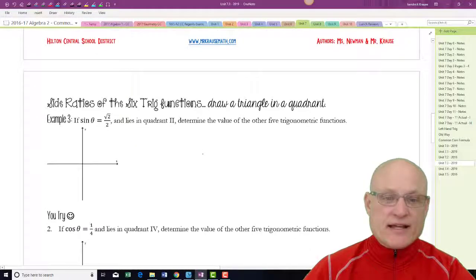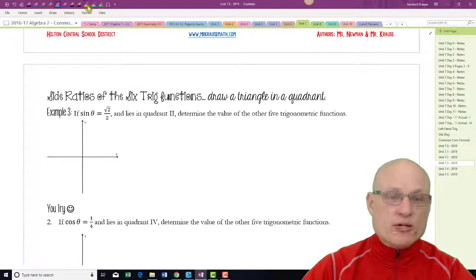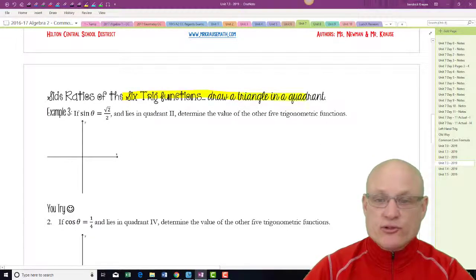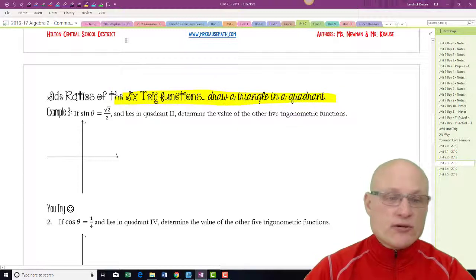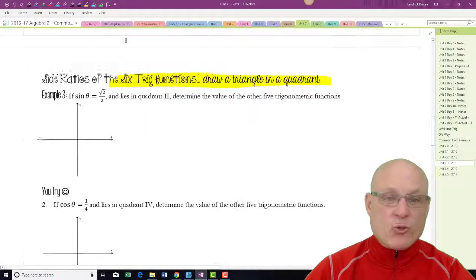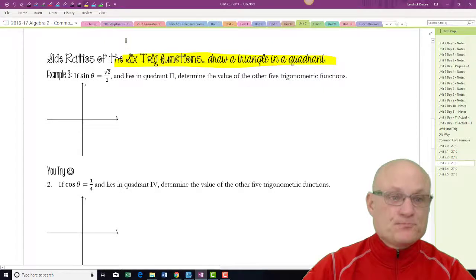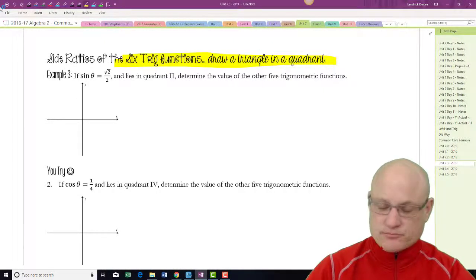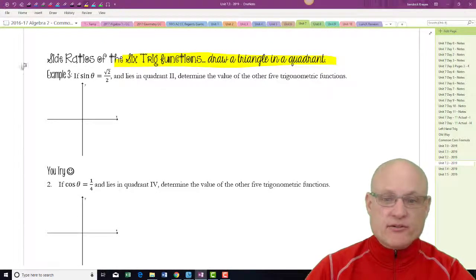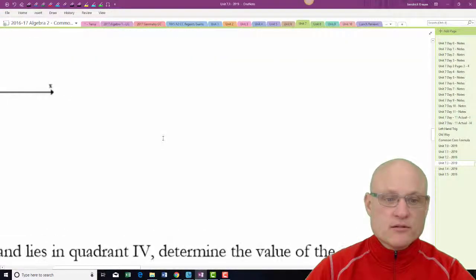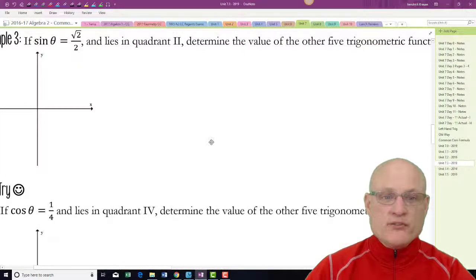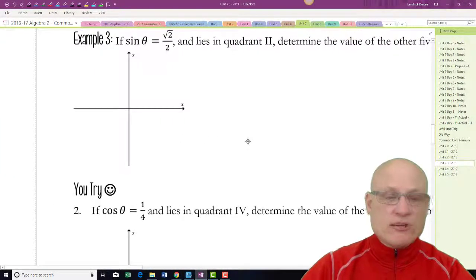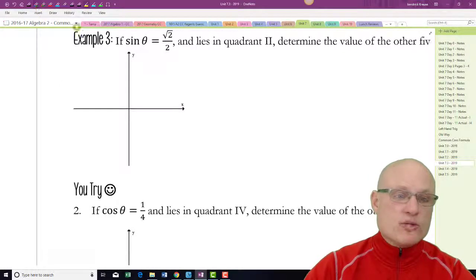Now we're going to find this. Here's what we're going to do on these. We're going to find the other 6 trig functions. The first thing we have to do is figure out what triangle we're going to draw and what quadrant we're going to be in. And we're going to use the information that they give us to do that. So this says we're in quadrant 2. Now, if you remember correctly, we're going to draw the bow tie.